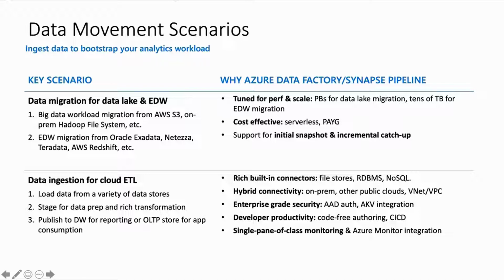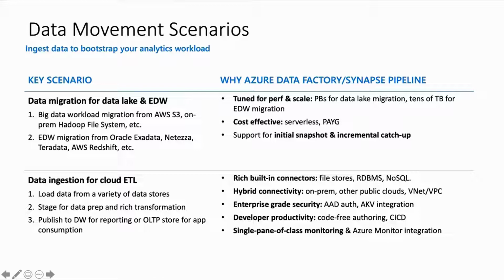requirement. And in terms of data ingestion for the cloud ETL, so this is the other scenario, you should be able to load data from a variety of data stores, and we support 100 plus connectors and stage for data preparation and the transformation, and then publish to data warehouse for reporting or OLTP store for app consumption. So this is the other pattern that we see, and we support rich connectors over there like file stores, RDBMS, NoSQL. It supports hybrid connectivity.